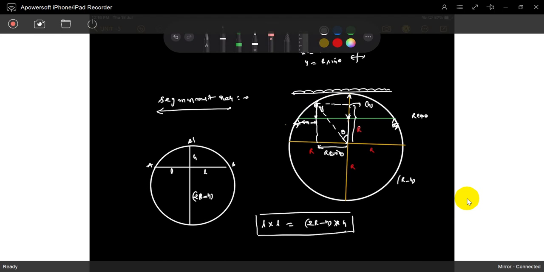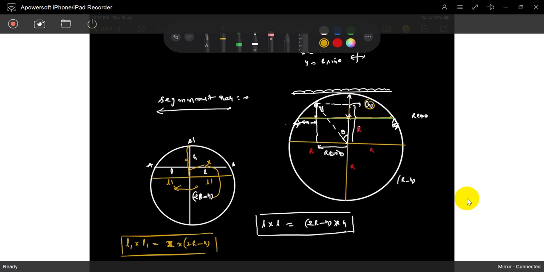If any segment is there somewhere here, here also it is L dash. Maybe if this is X, what will happen? The same L1 multiplied with L1, these two multiplications are equal to X into 2r minus X. Understood? This property is fixed as per the circular property. Based on that, you can easily find this span length, based on the h value and the diameter. This is also a circular property, the segmental property.